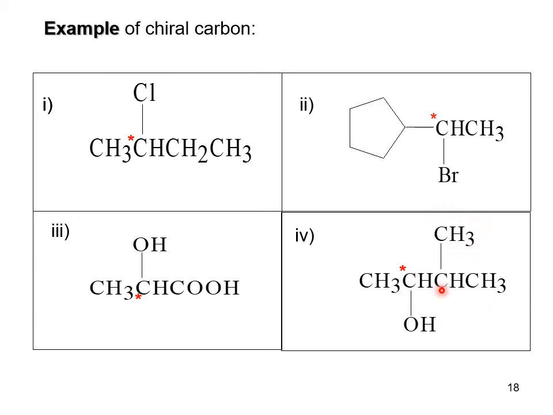carbon. And then for this one, hydrogen, CH3, CH3, both attached with two same groups, two methyl groups, cannot be a chiral carbon. Same for this carbon with three hydrogens, so it cannot be a chiral carbon. So I think with these few examples, you are clear what is a chiral carbon, right?